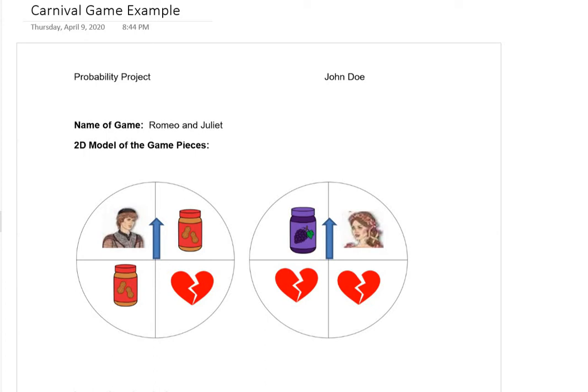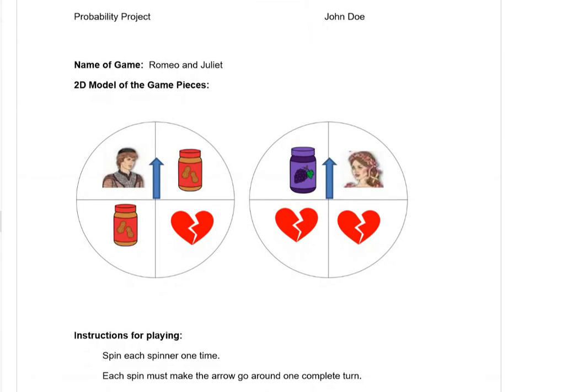Okay, when you download your project from My Math Lab and you open it up in Word, be sure that you open it up so that you can see the header. This top part up here where it says Probability Project and the name John Doe, that's in the header, so be sure you're viewing that in Word. You need to name your game, and mine is called Romeo and Juliet. And you need a picture of your game pieces, and you can see that I have 2 spinners.